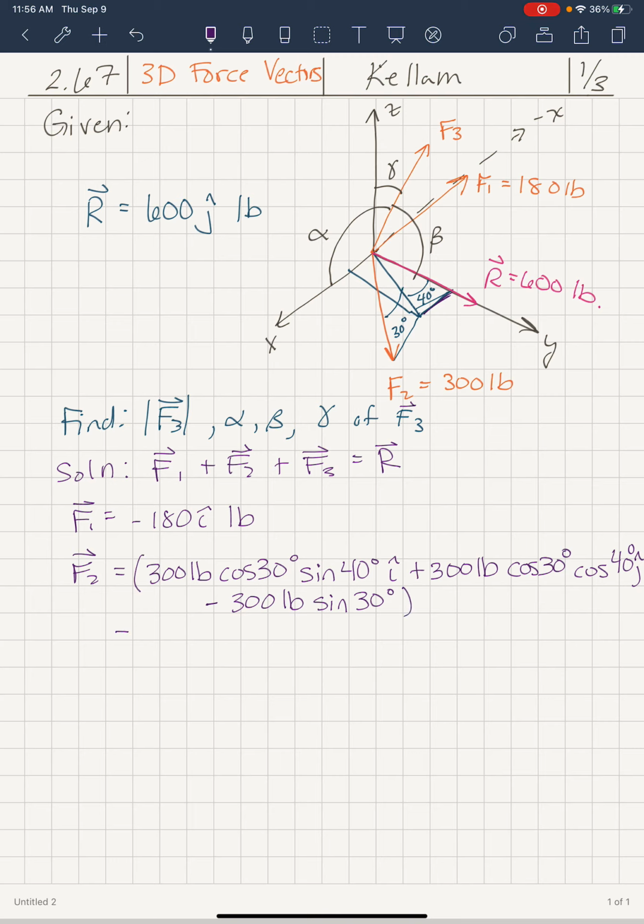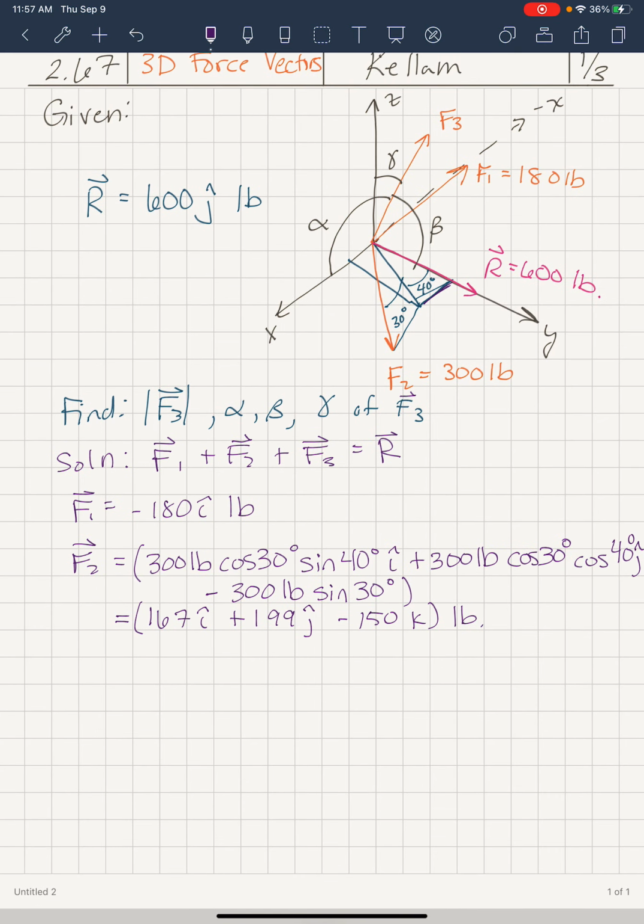So we can go ahead and multiply that out. And if we do that, we get F2 equal to 167 I plus 199 J minus 150 K. And that's all in pounds. So now we have F1, we have F2.